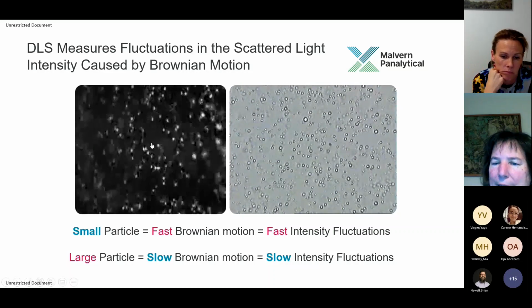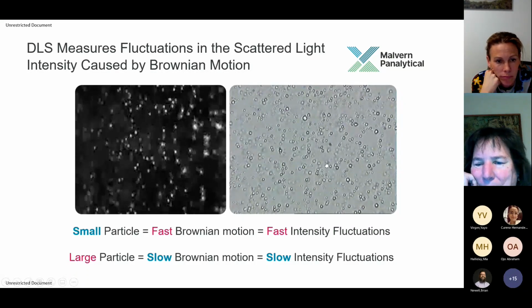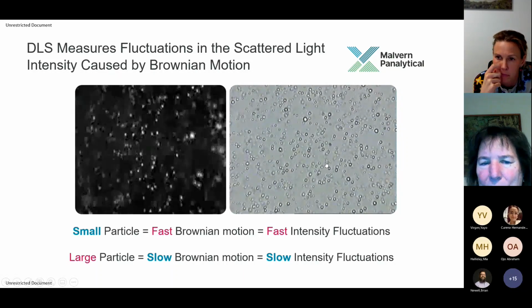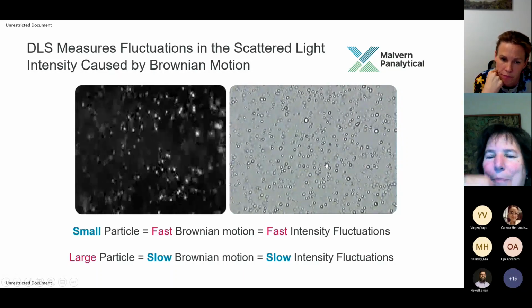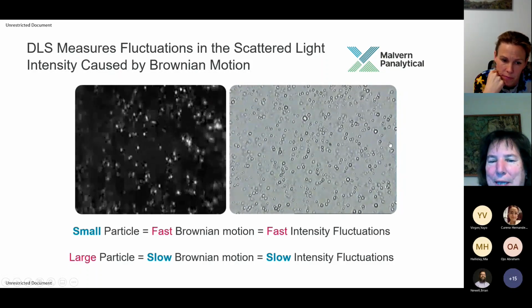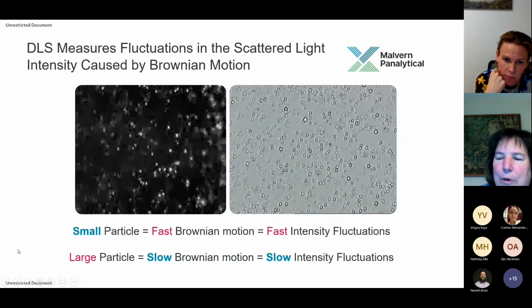Small particles move more quickly. This is a little movie clip off the internet of milk fat droplets. These are larger particles. They're not moving as quickly, but small particles move more quickly, large particles move more slowly. And again, that's the basis of what we're measuring.